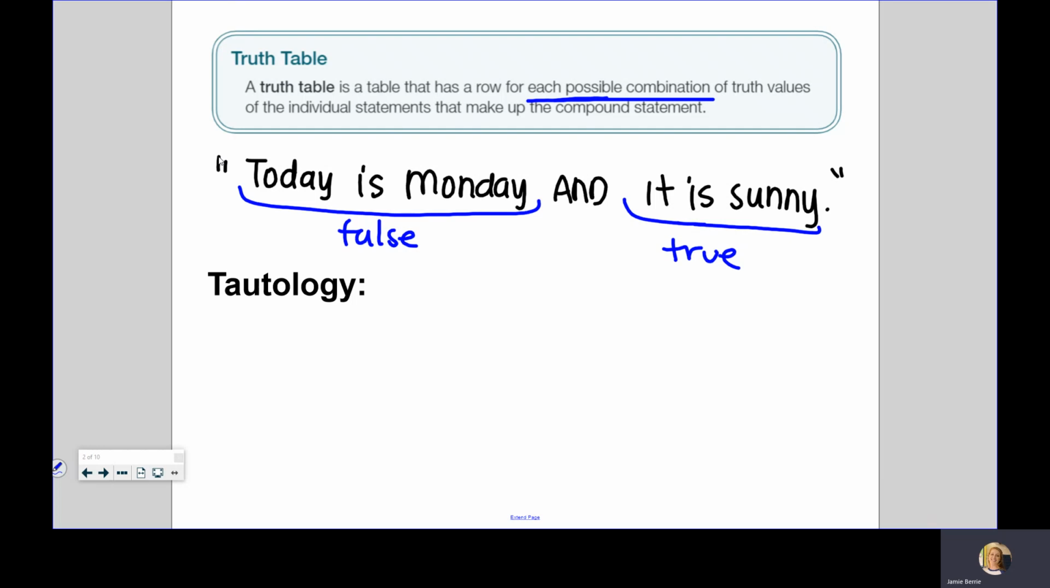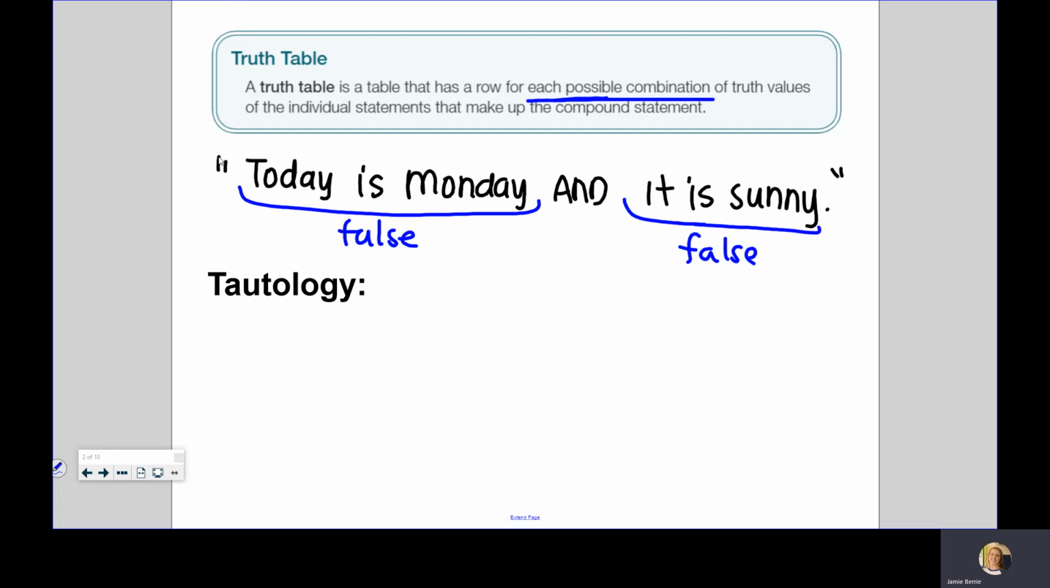So that would be like this scenario for today. Like it's not actually Monday today. That part's false. But it is sunny. Right, and then of course the last possible combination would be where they're both false. So that's what it means by each possible combination of truth values. You can see that combination is reflected in the last row. So those first two columns, these guys are always given to you.